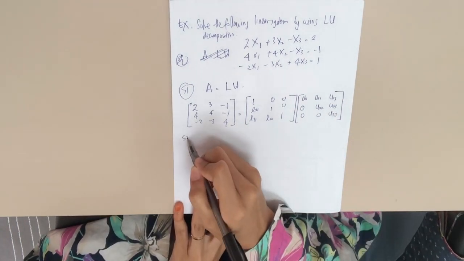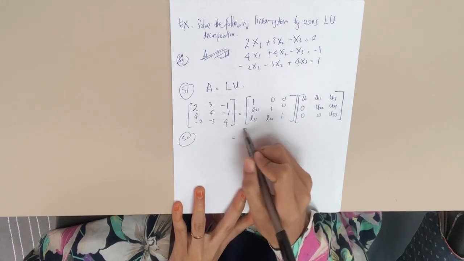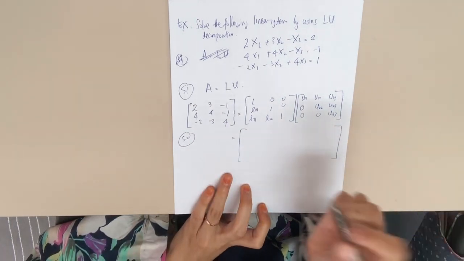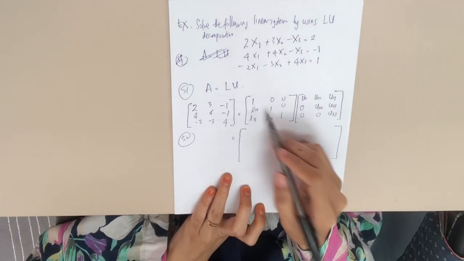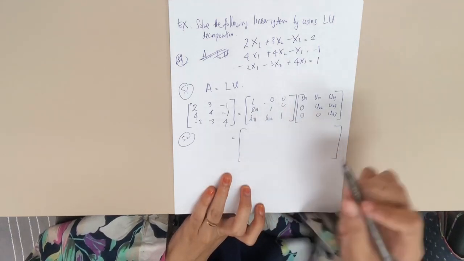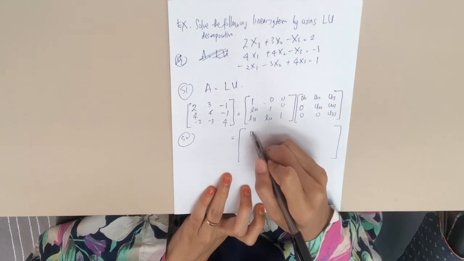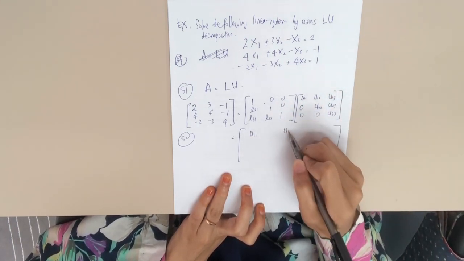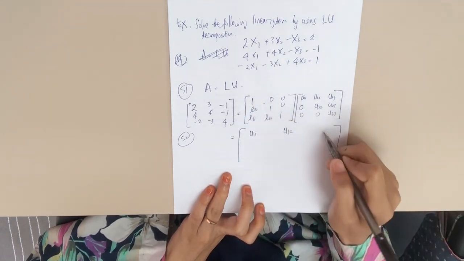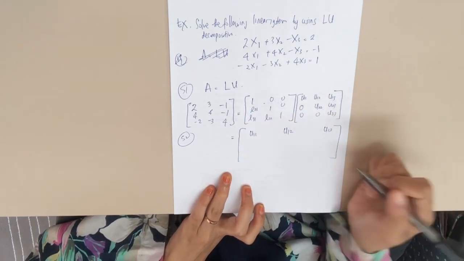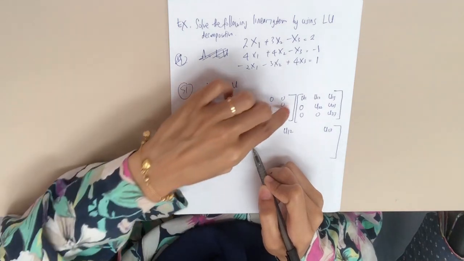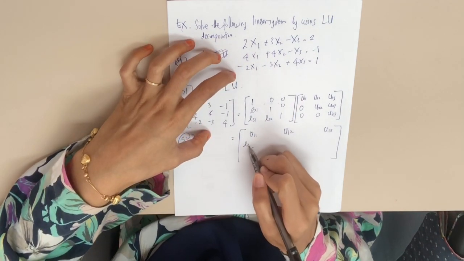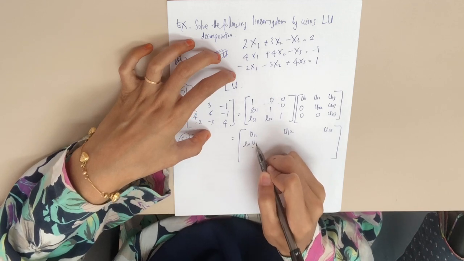Step number 2. You need to multiply. I will fill it up. Row 1 times column 1, so here is U11. Row 1 times column 2, you will have U12. Row 1 times column 3, this is U13. Then for row 2 times column 1, you have L21 U11.